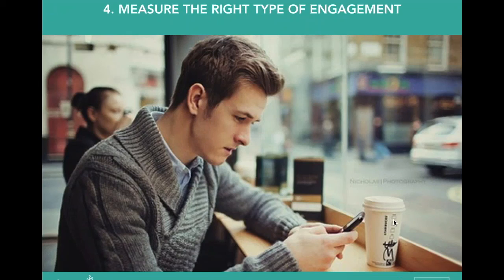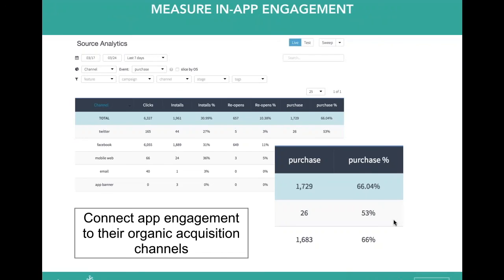Cool. So now that you know how to get users engaged, how about measurement? I think measuring the right type of engagement is really important. Sometimes you might think that your users are engaged because they're opening your app, but in fact they might not be, because they might be engaging with the wrong content or the wrong things in your app. So let's talk a little bit about measurement.